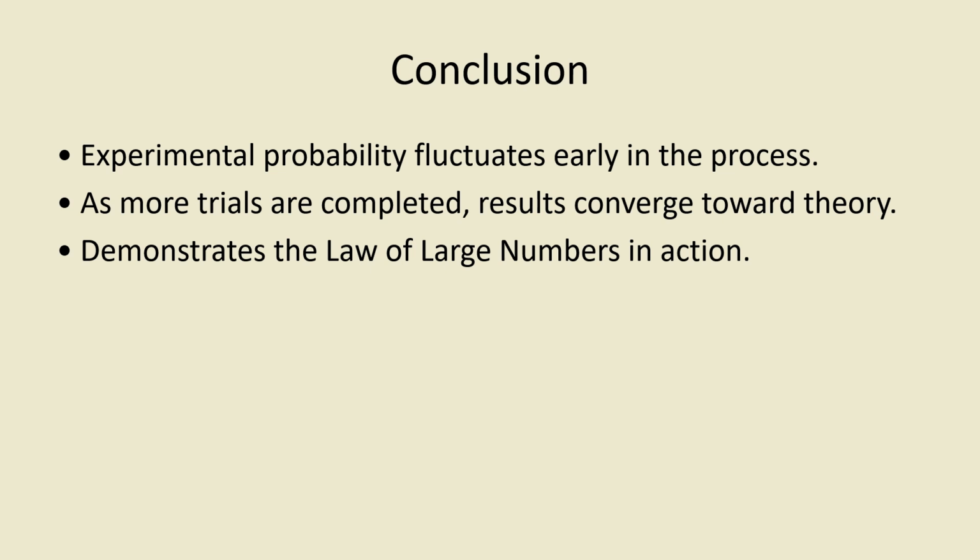So in conclusion, experimental probabilities fluctuate early in the process. As more trials are completed, the results converge towards the theoretical. And this demonstrates what we talked about in an earlier video called the law of large numbers. The more experiments you make, the probabilities should converge to the theoretical, if they do converge.